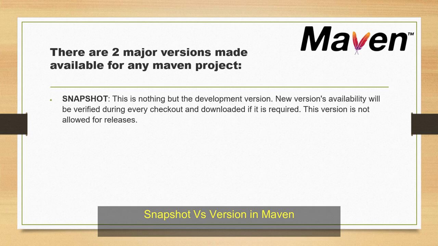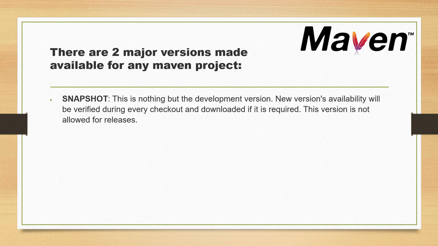First is called snapshot. This is nothing but the development version. New versions' availability will be verified during every checkout and download, if required. This version is not allowed for releases. So let's try to understand through an example.